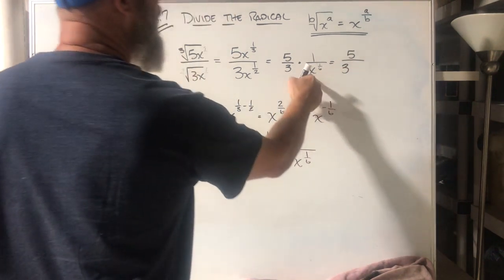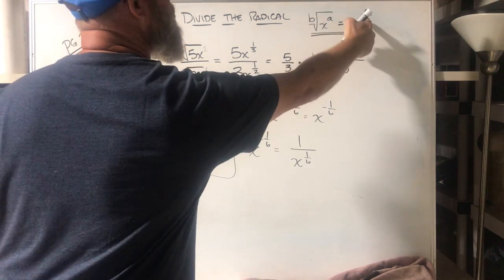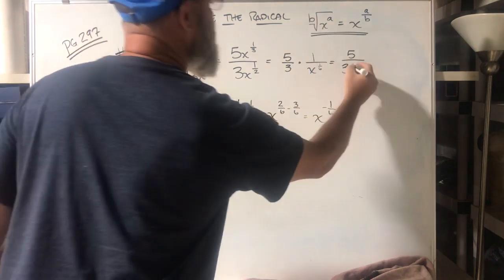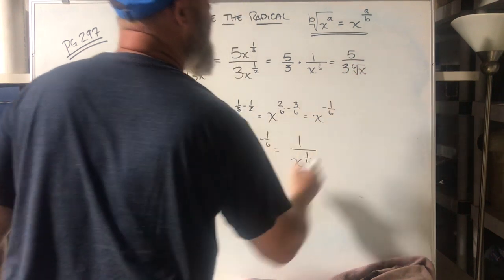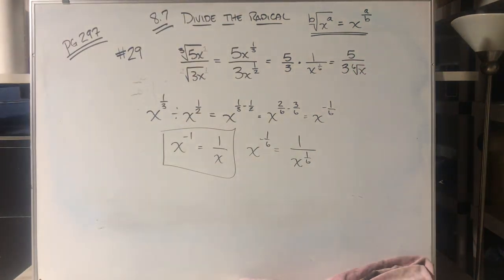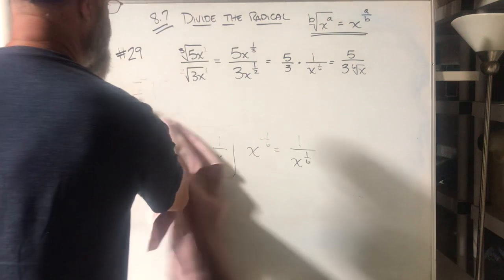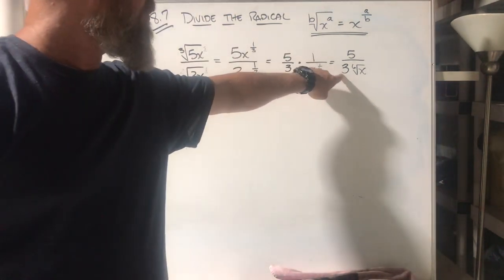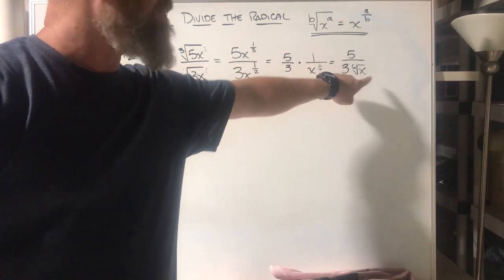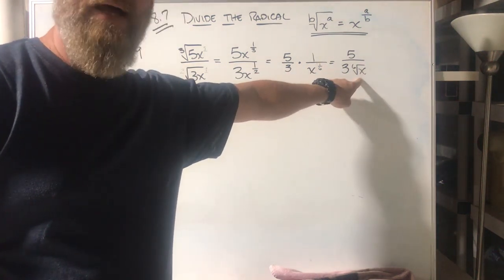3 times, well, 1/6, if we go backwards, the 6 is the index, so the 6th root of x. Okay? Now, this is a tricky one because when you have 5 over 3 to the 6th root of x, can we have a radical in our denominator?